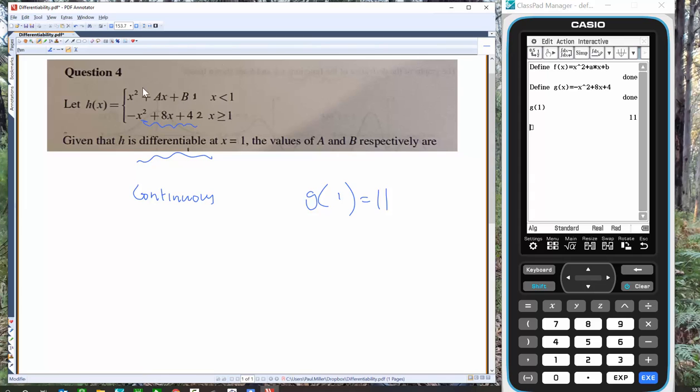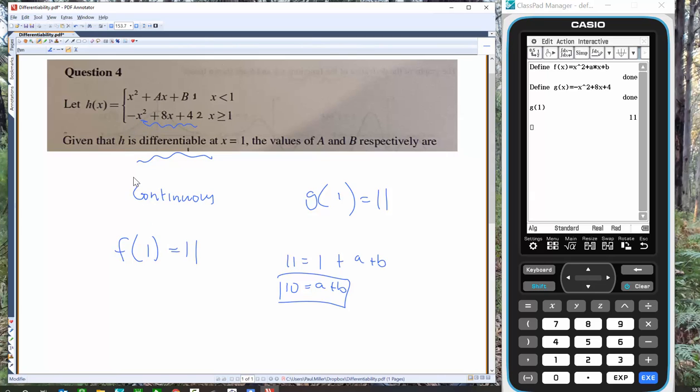And for it to be continuous, this function here also has to equal 11 at that point. So h of x has to equal 11, or this has to equal 11. So I'm going to say that f of 1 is equal to 11 as well. So let's put that in. We're going to get 11 equals 1 plus a plus b. In this case, 10 equals a plus b. There's an equation.